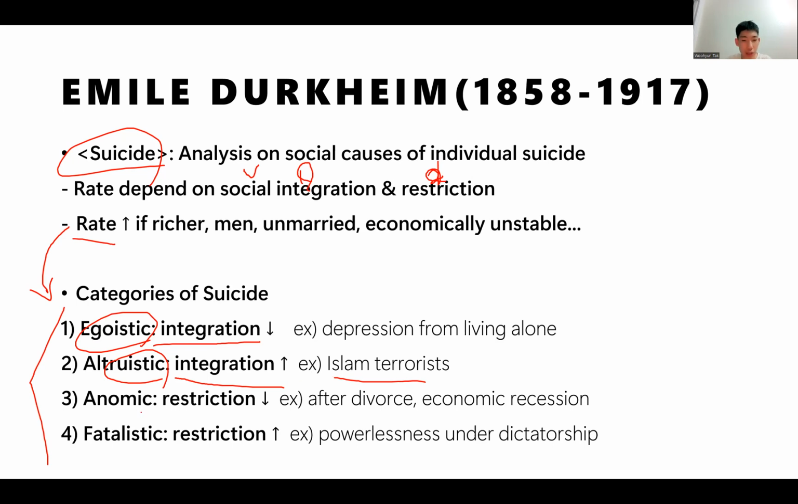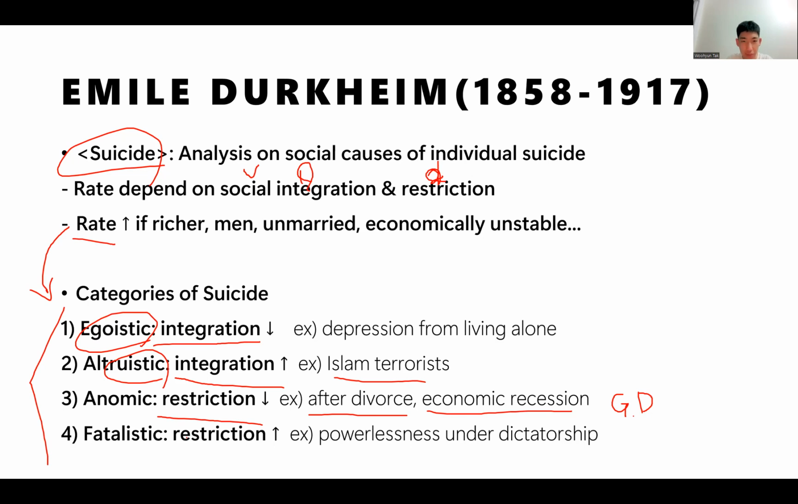The third one is anomic suicide. This happens when there is too little restriction, a kind of anarchy inside one or inside society. It is the case after a divorce, when one feels very empty and does not know what to do. Then he has more possibility of committing suicide. Also, in cases of economic recession, such as the Great Depression, there were lots of people who died by suicide, as well as during the IMF crisis in South Korea. This also proves that anomic suicide exists.